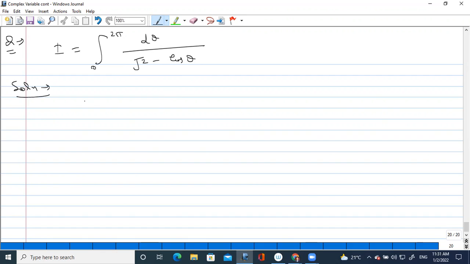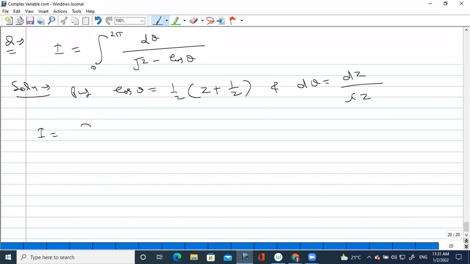Again, do the same thing. Put cos theta equal to 1 by 2 times z plus 1 upon z, and d theta equal to dz upon iz. So this integral will be converted to a closed integral of 1 upon under root 2 minus 1 by 2 times z plus 1 upon z, into dz upon iz.